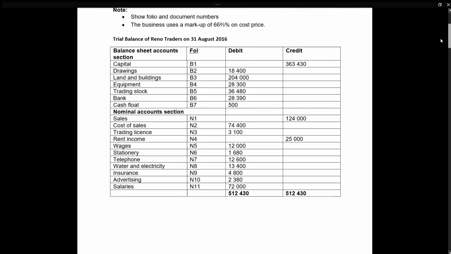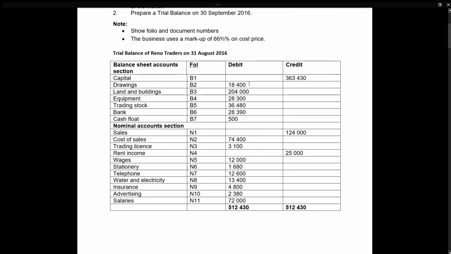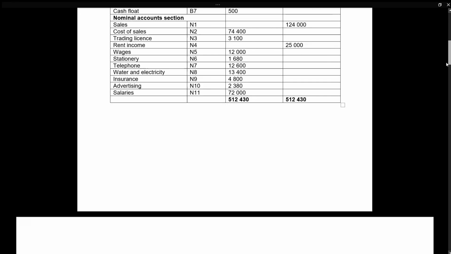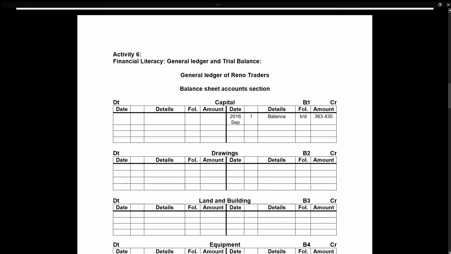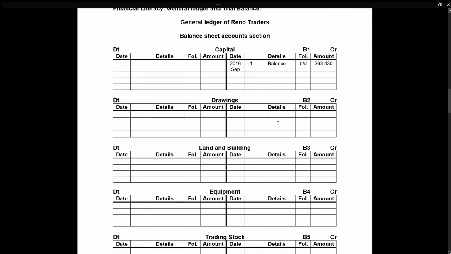Right, drawings. Do we have an opening balance for drawings? We do: 18,400 Rand. They've given me the folio already, so B1. I've just written it above capital, B1, and then drawings. Drawings opening balance was 18,400 Rand. Remember, opening balance is brought down. Details will be balance. The date will be the 1st of September 2016.